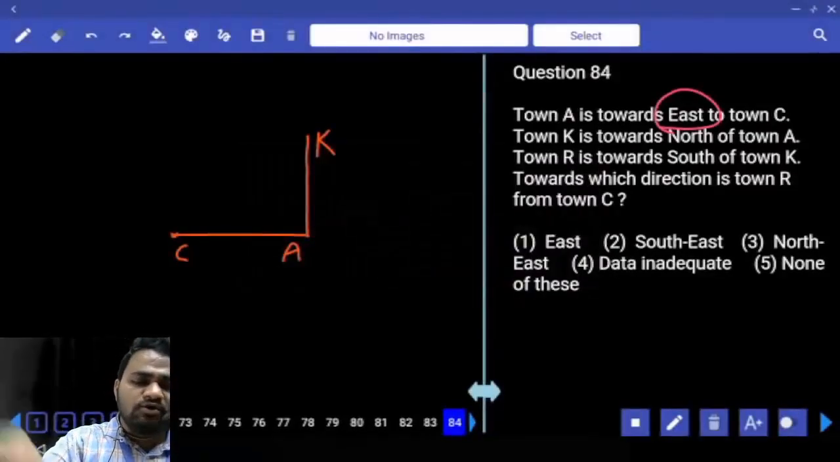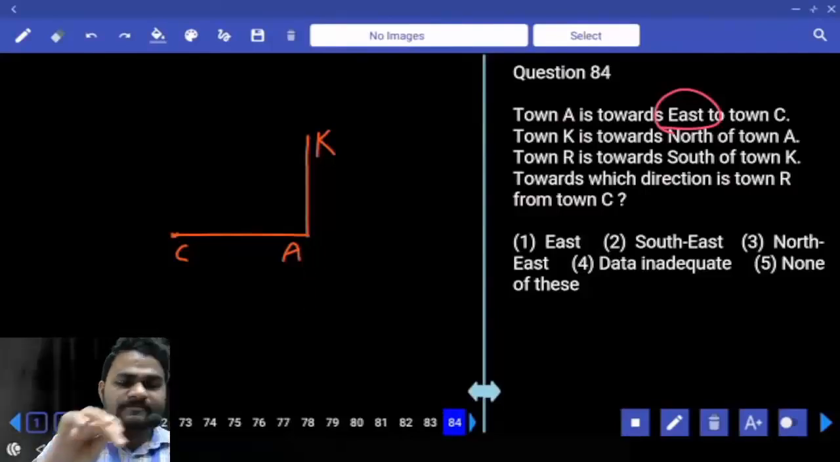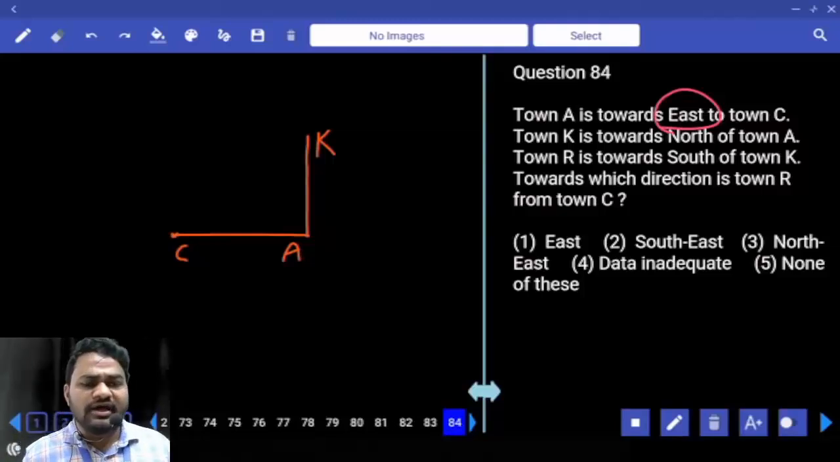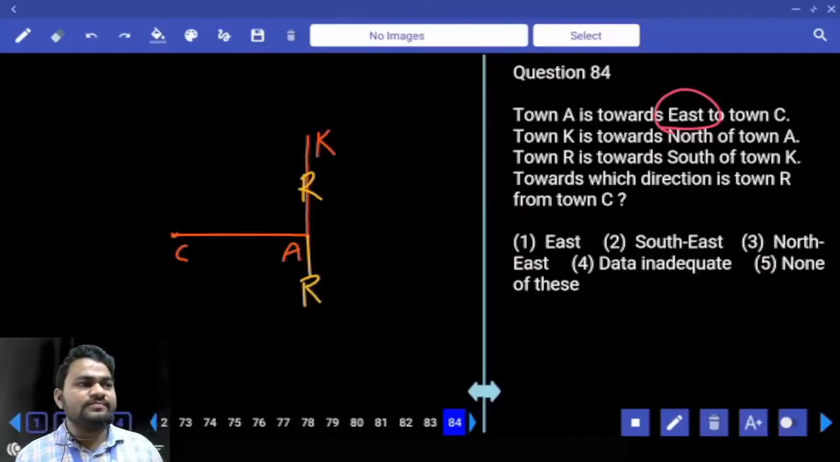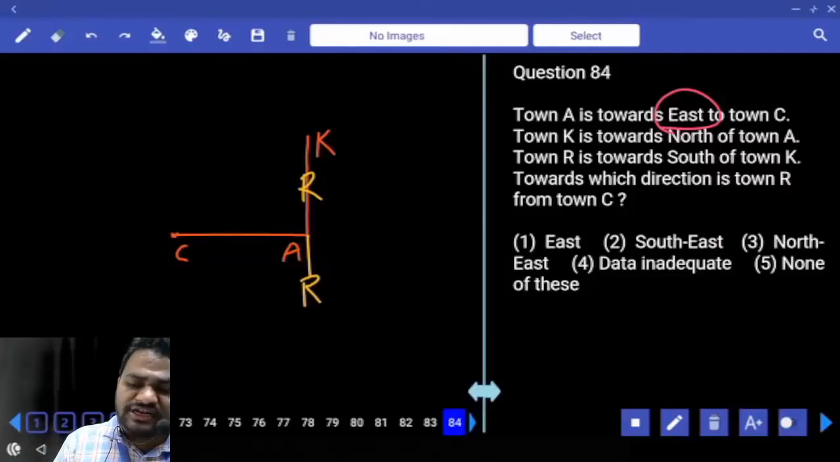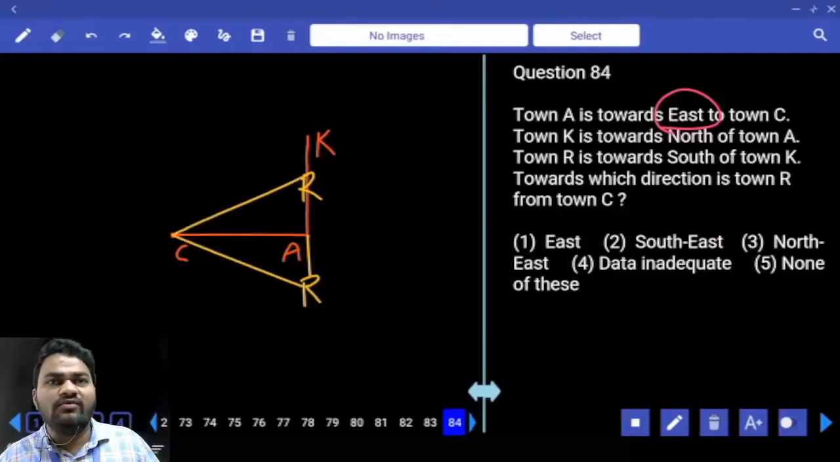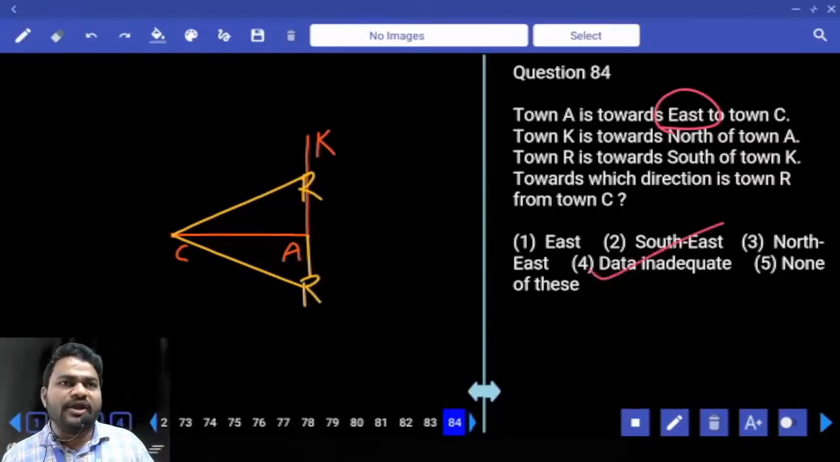When R is towards south of K, we write it like this, anywhere south as far as the board goes. R is towards south of K. Maybe R is here, or you may place R at south of A as well. Then towards which direction is R with respect to C? From C, we don't know the clarity over the position of R, hence the answer is data inadequate, option 4.